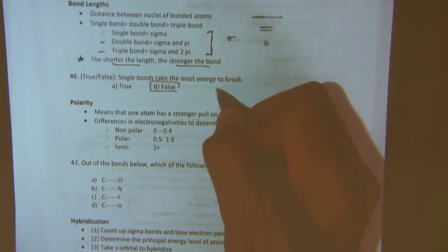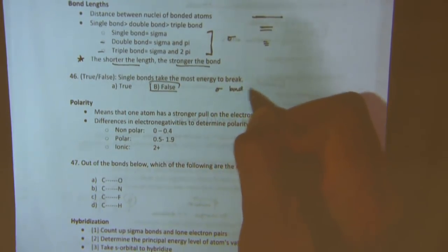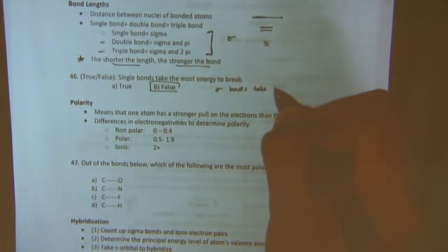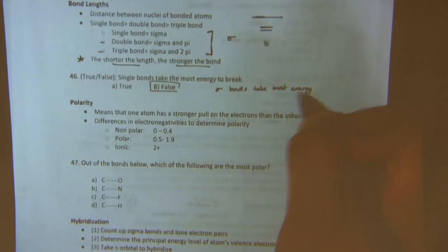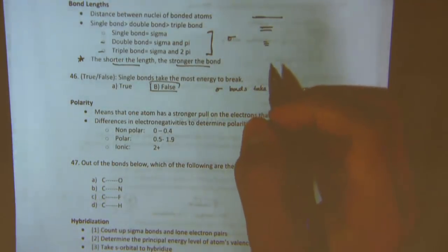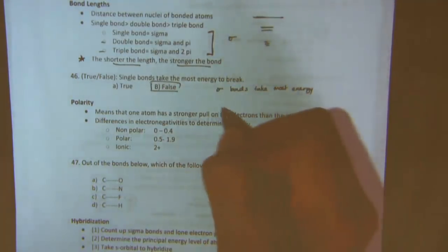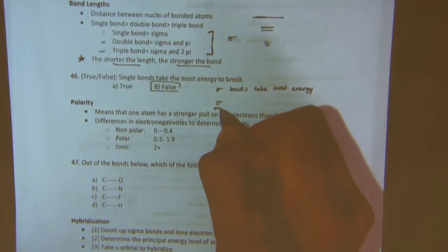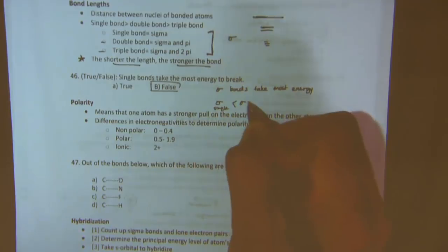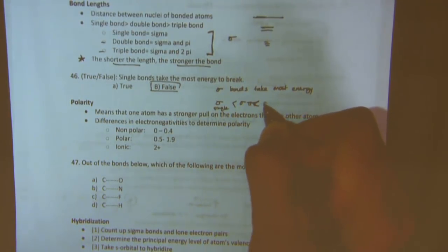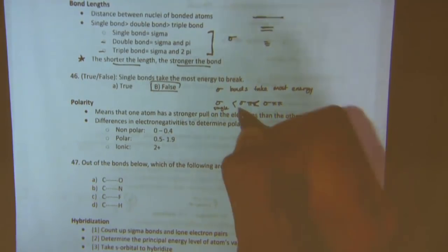And something to note is that sigma bonds take the most energy to break out of sigma versus pi. But the thing is that the other two, like triple bonds and double bonds, have the additional pi bonds. So we would need more energy to break these particular bonds. Sorry about that, but this is double.